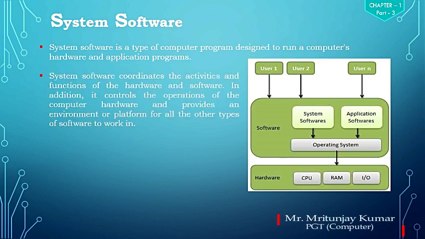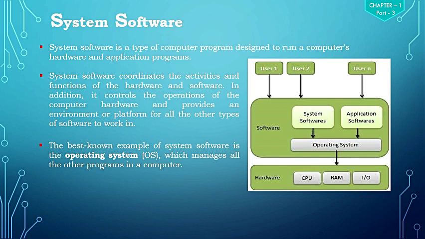So system software coordinates the activities and the functions of the hardware and the software. In addition, it controls the operation of the computer hardware and provides an environment or platform for all other types of the software to work in. The best known example of the system software is the operating system that we all are using either in laptops, PCs, etc. that manage all other programs in a computer.